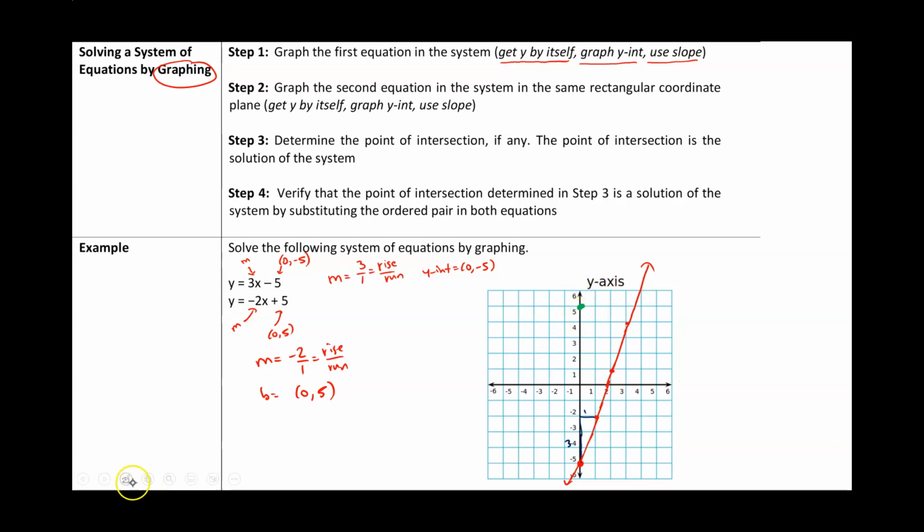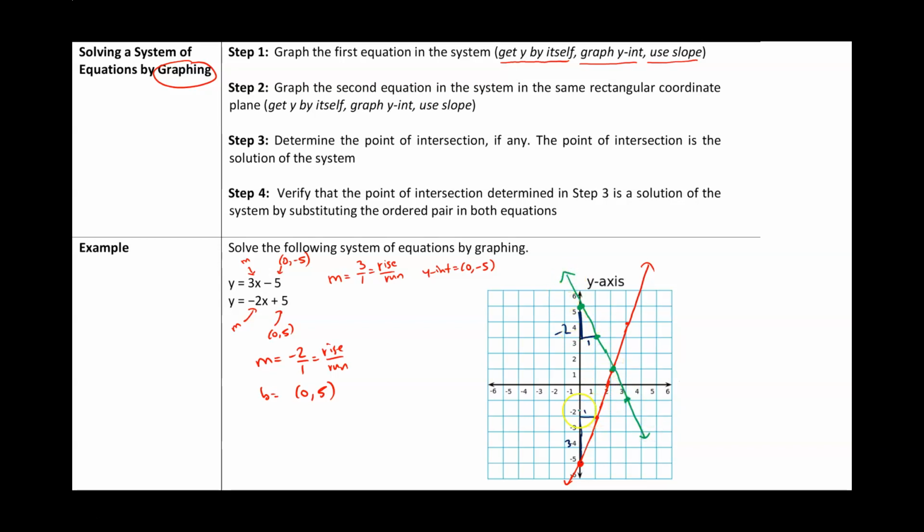So from here, we're going to go down 2. So this is negative 2. And then over 1. Okay, so we're going to go down 2 and over 1. And do the same thing again. You go down 2 over 1. Do it a few times.